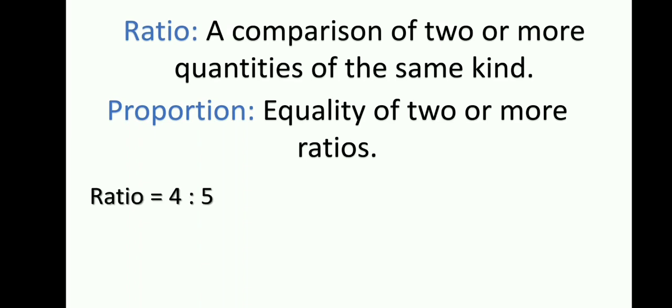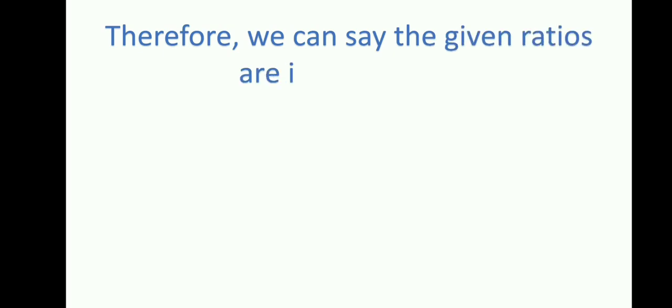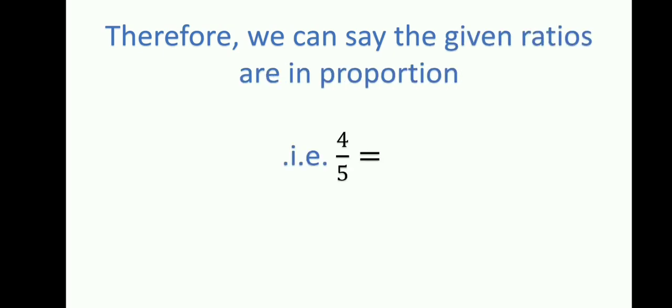Let's take two examples. Our first ratio is 4 is to 5, which can be written as 4 by 5. The second ratio is 8 is to 10. You can see the terms are different, but after simplifying the ratio, that is 2 4s are 8, 2 5s are 10, you'll observe that both the ratios are actually the same. Therefore we can say the given ratios are in proportion, that is 4 by 5 is also equal to 8 by 10.